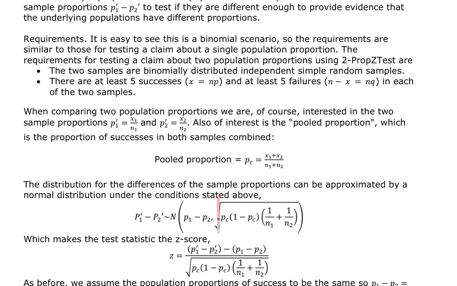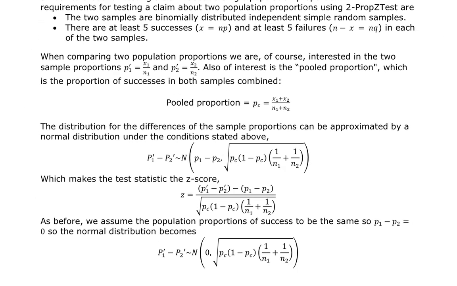The distribution for the differences of the sample proportions can be approximately normal. So we have p1 prime, or p hat 1, or p bar 1, minus p2 prime, and it'll be approximately normally distributed. Now notice how this has changed. It goes from p1 minus p2 instead of just being p. And then we have p sub c, our pooled proportion, multiplied by 1 minus our pooled proportion. So this is like our q for the proportion. And then this is multiplied by 1 over the first sample size plus 1 over the second sample size. And again, we will have our spreadsheets do this.